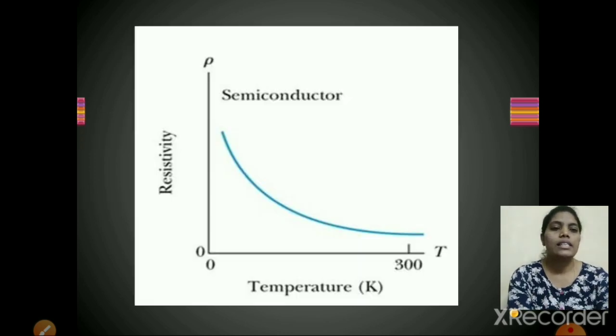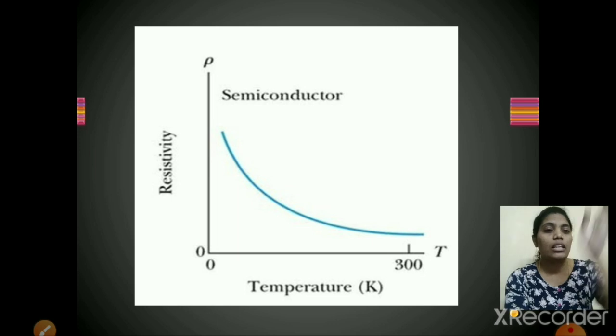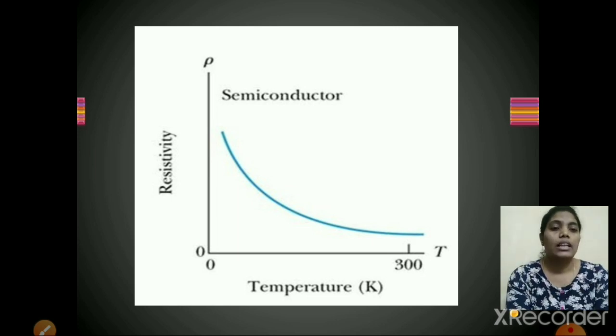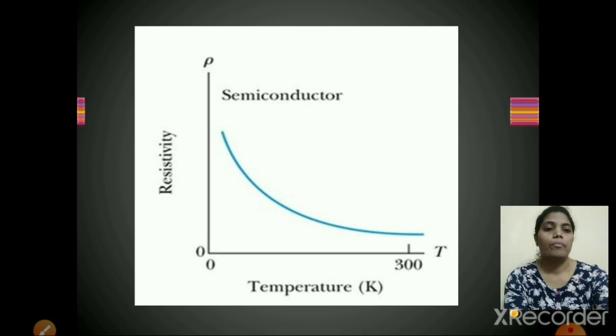Now, here we can see the graphical representation for semiconductors, showing the relation between temperature and resistivity. In the previous case we saw the curve increasing. Now you can see the curve decreasing as the temperature increases.